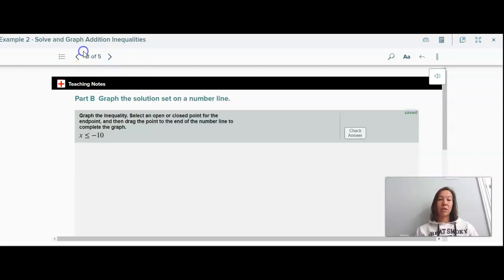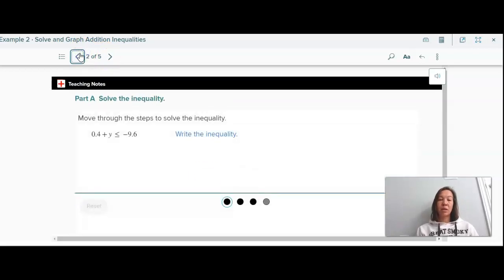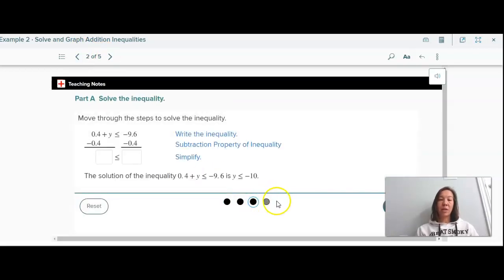And now to graph this on a number line, I'm just going to do this right here. If you're like most of the ones on the homework, they give you the number line. But if you're making your own, it's really okay if you just graph 0 and then -10. You don't have to graph every single point. So if you have to make your own graph, you can do it this way.